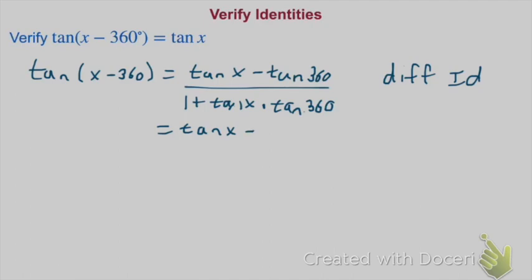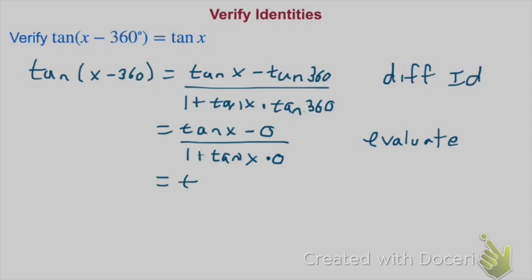minus 0. To the bottom, we have 1 plus the tangent of x times that tangent of 360, which we found out was 0. We evaluated here. So make sure you're saying what you did. Finally, we take the tangent of x, we simplify what we have. And 1 plus tangent x times 0 on the bottom just is 1. So we simplify this, all we get back is tangent x. Because the denominator goes just to 1.